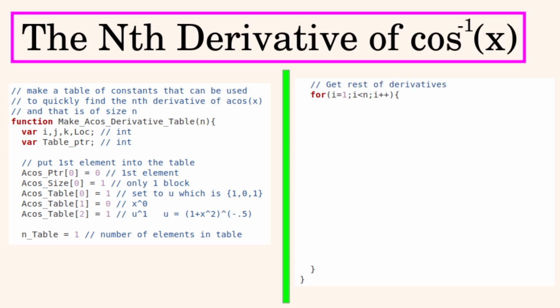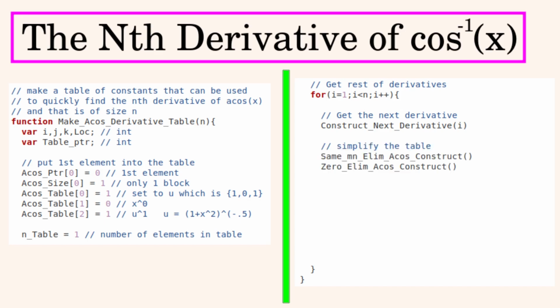So now to make a loop to get the rest of the derivatives in the table, like the second to the nth derivative. We'll call the construct the next derivative function to get an unsimplified next derivative and place it into the construction array. Then we'll simplify this expression to get the most simplified expression for the next derivative.